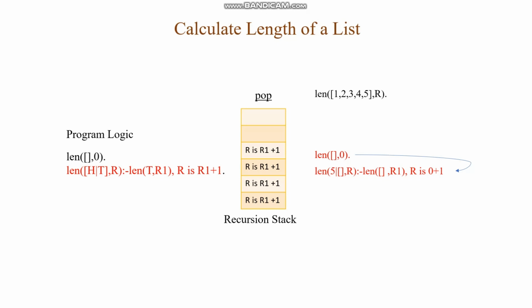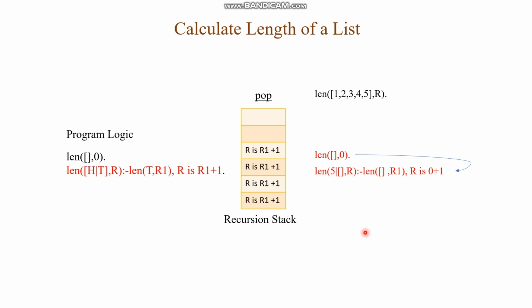Thus, because of this single element, after calculating the empty list, R is calculating 0 plus 1. So basically it is adding 1 to the previous result, so that the value of R could be updated for whom? For the function which is currently in execution. That is, the current execution function contains only a single element 5 and the tail part is empty. So for this case, R equals 1.